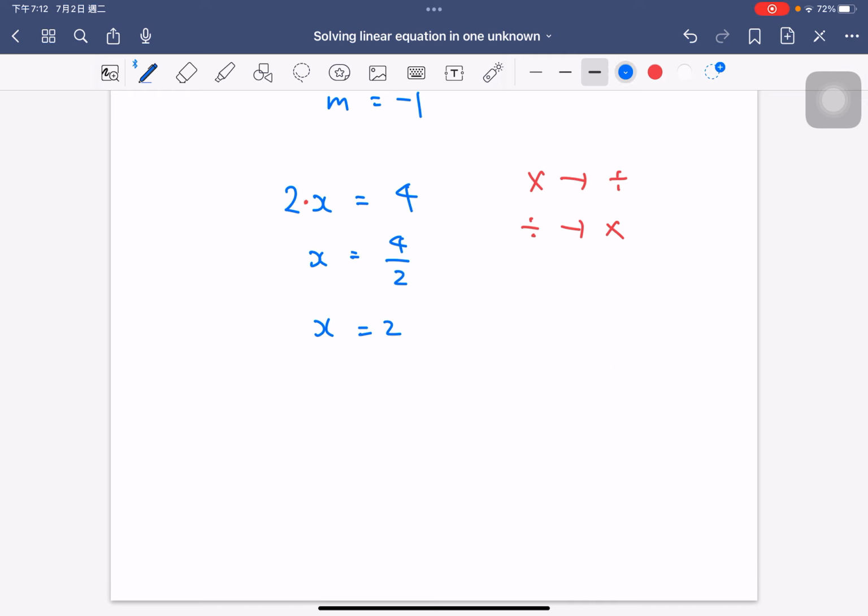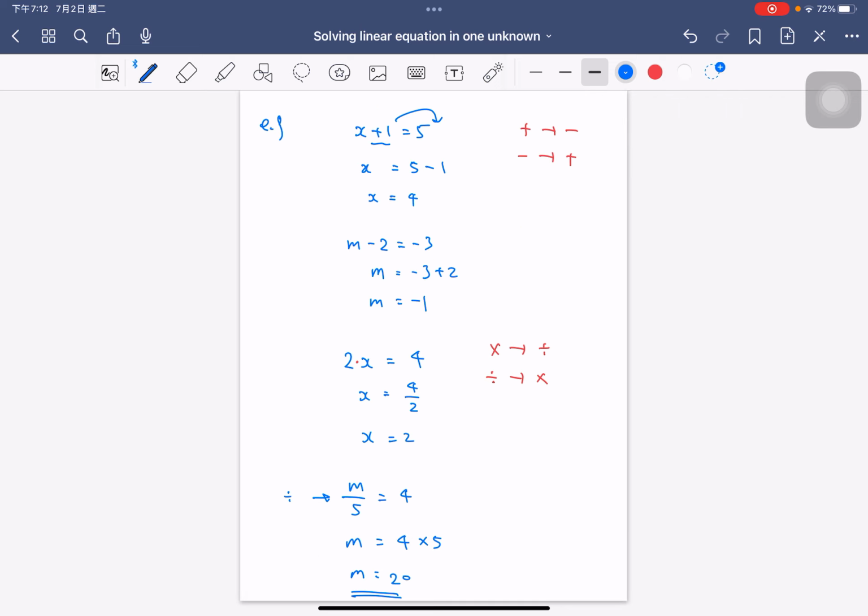Similarly, if we have m divided by 5 equal to 4. This fraction line just means divide, isn't it? Originally on the left hand side, I don't want the divide, so I move it to the right, and it becomes times. So now I have m is equal to 4 times 5, and using a calculator, this will give you 20. So that's the basic multiplication and division for linear equations.